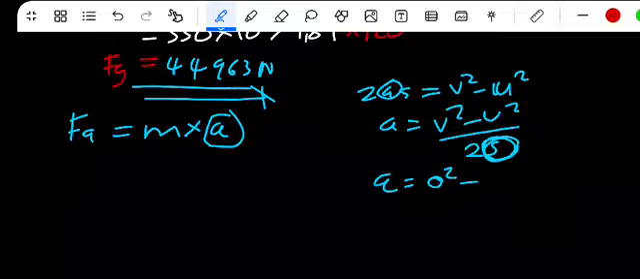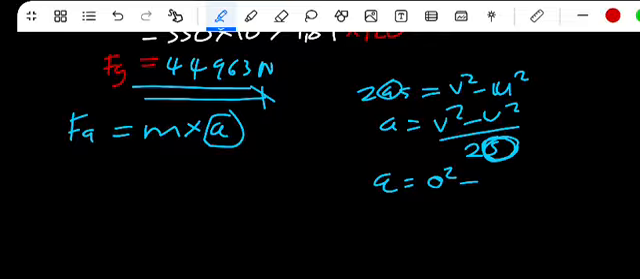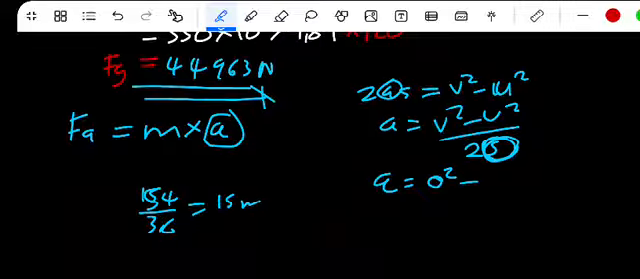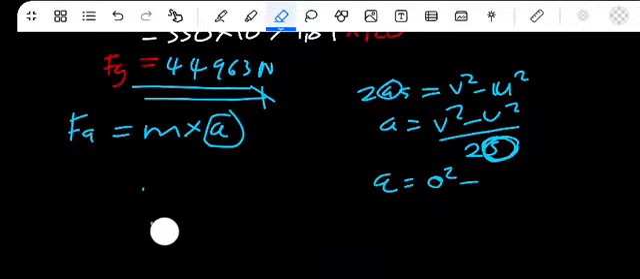What will be the initial velocity? We have 54 kilometers per hour, right? Let me punch that: 54 divided by 3.6. So you divide this by 3.6, and we have 15 meters per second. Obviously, we have to convert that from kilometers per hour.